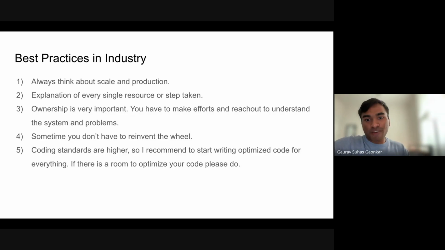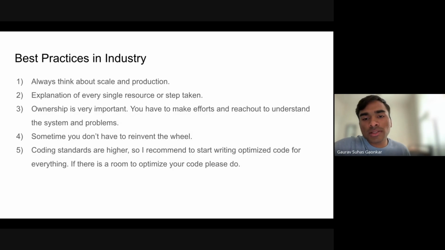Sometimes in industry, what I've observed is you don't have to reinvent the wheel. There is already an existing solution out there, which is probably simpler, and it will lead to a good outcome for your product. So if you have any ambitious research in your mind, please do it on the side, but always have some quick solutions as well.